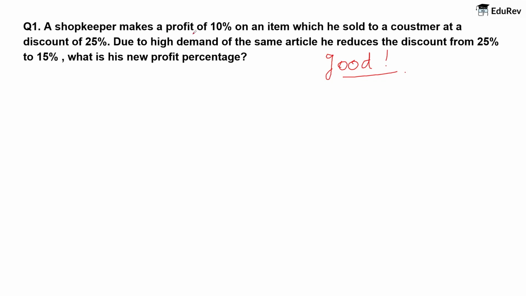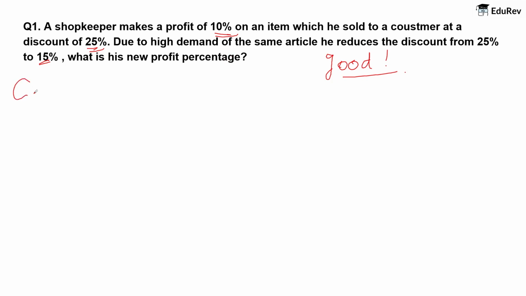So the question says: a shopkeeper makes a profit of 10% on an item which he sold to a customer at a discount of 25%. Due to high demand of the same article, he reduces the discount from 25 to 15%. What is his new profit percentage?